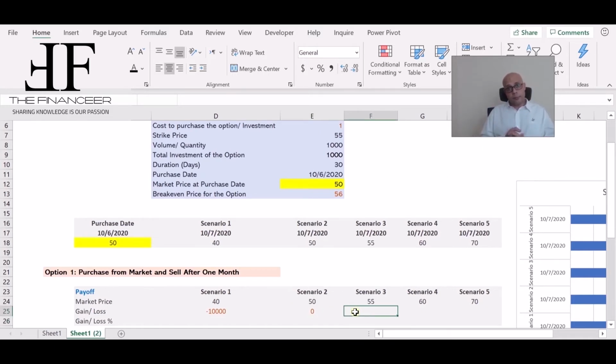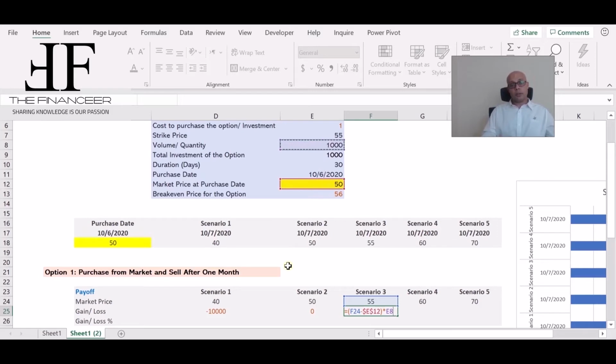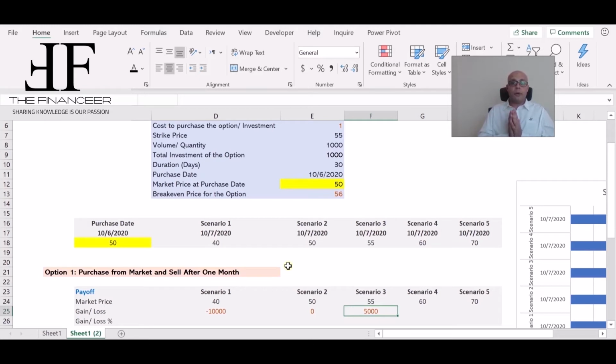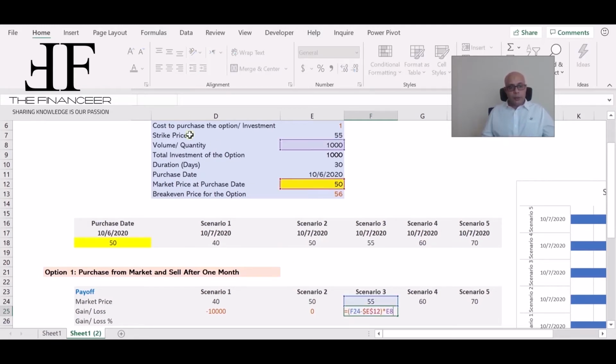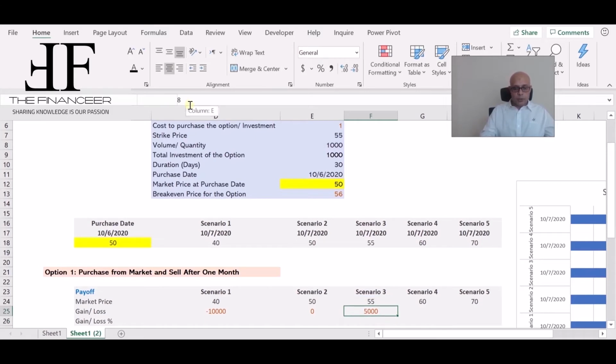In the third scenario, the market price will be more than the purchase price that you paid in the beginning. You paid $50 in the beginning, and now the market price is 55. So you started to achieve some gains. The gain here will be the difference between the market price and the purchase price that you paid in the beginning, multiplied by the number of shares that you purchased. So the scenario here will result in a gain of $5,000.